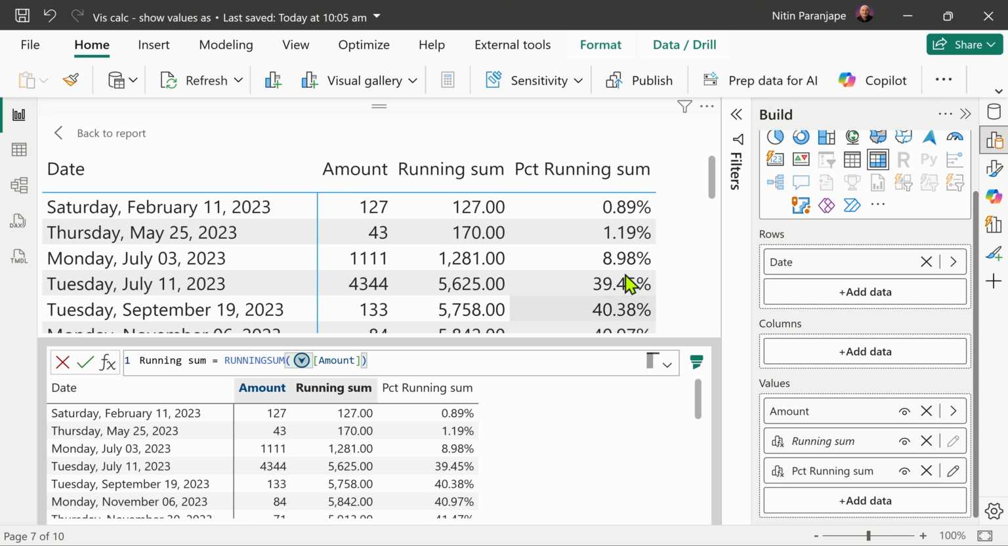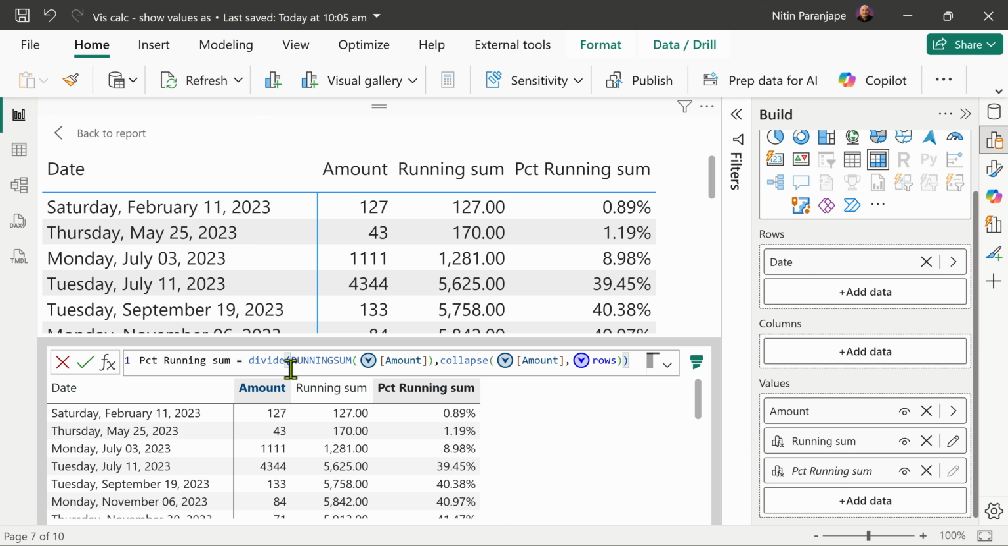Now the next thing we want to do is calculate the percentage. That's a simple division. So divide running sum. And this we already know. How do you get the grand total? Collapse amount rows. So that's how we got the percentage.